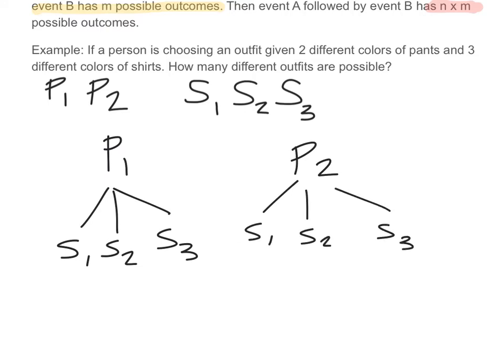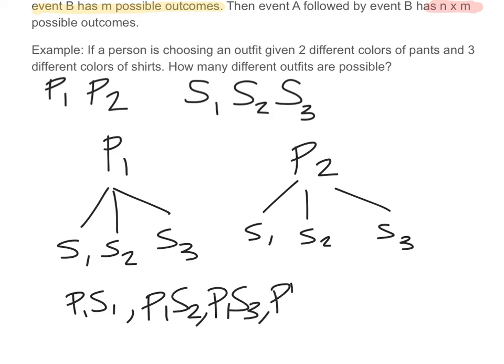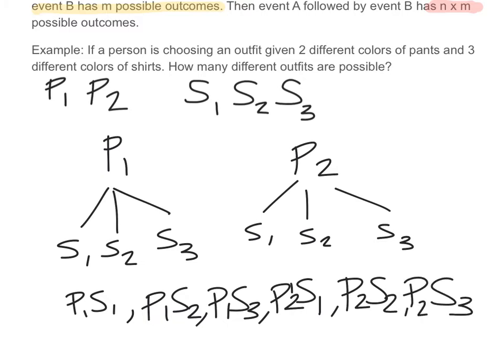And so my outcomes are P1S1, P1S2, P1S3, P2S1, P2S2, and P2S3. And so we have a total of 6 different outcomes, and these are our possible outcomes.